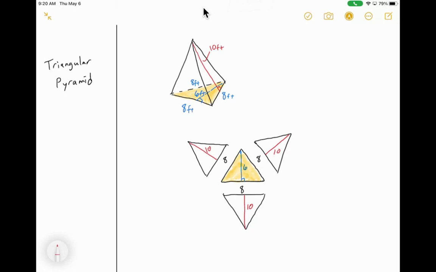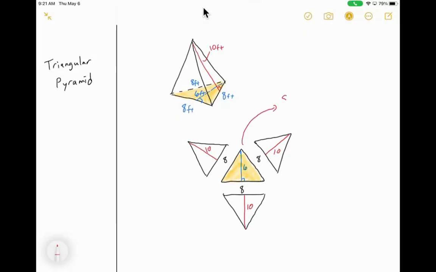Okay, so do we have everything we need to find the area? Yeah, we've got 4 triangles, and we have bases and heights for all of them, yeah? So let's go ahead and try and get all of our measurements in here. Okay, let's start with the one in the middle. We have 8 and 6, right? So let's do this one over here.